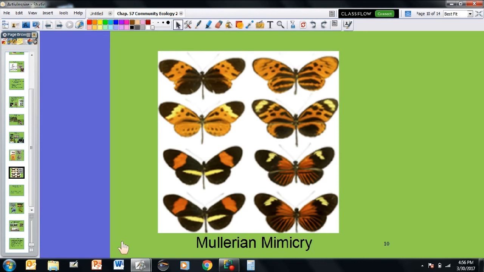The process works the same as Batesian mimicry. If a predator has already learned to avoid one species, it will avoid all the others that look similar.